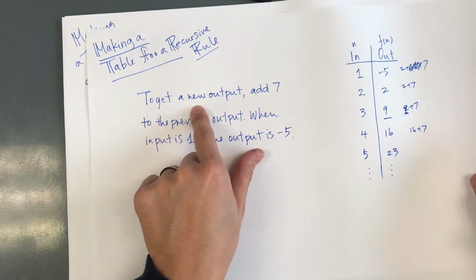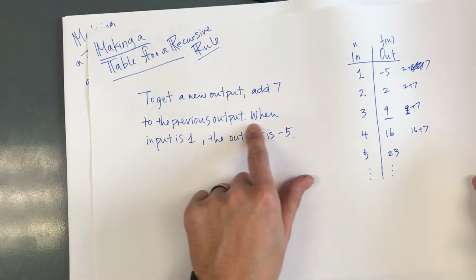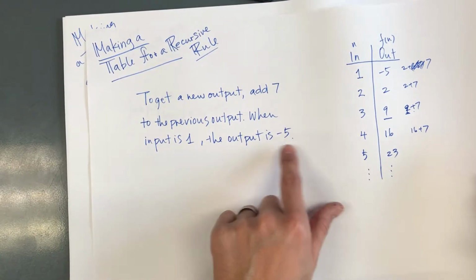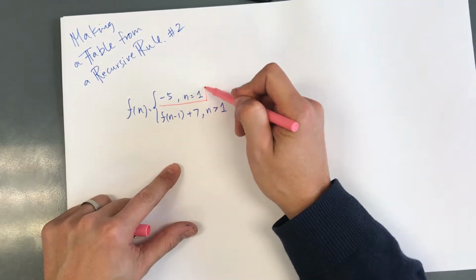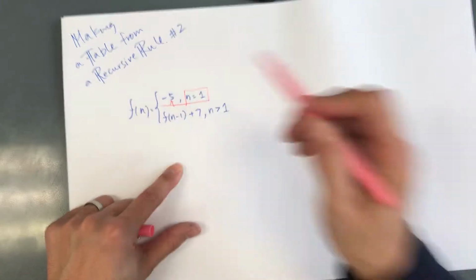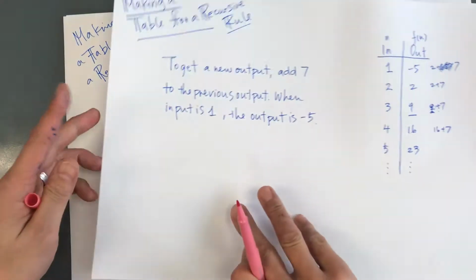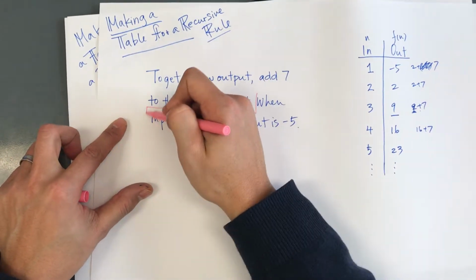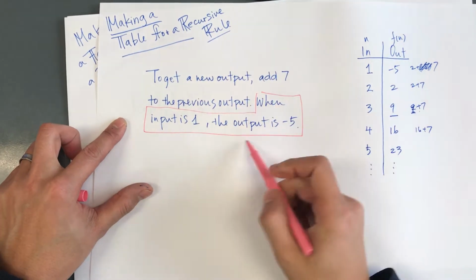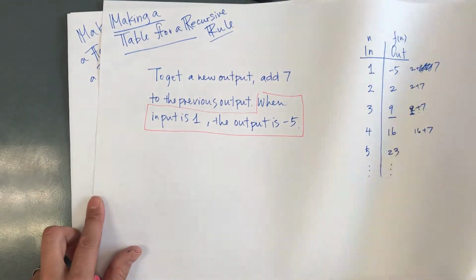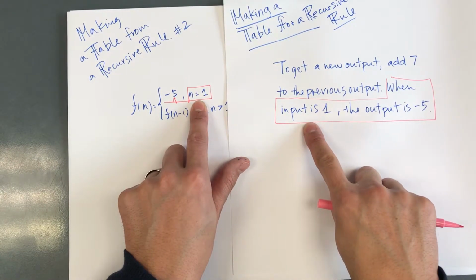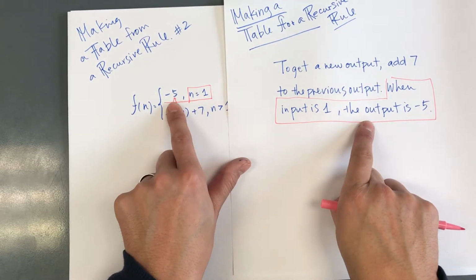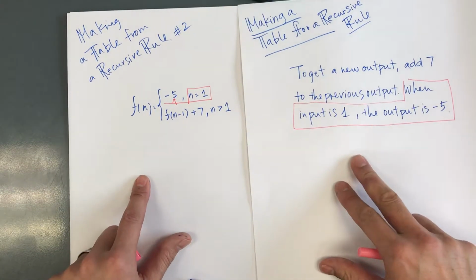So to get the new input, add 7 to the previous output. When input is 1, the output is -5. So how so? Well, you can probably see that right here. When n equals 1, then output is -5. That is this part, right? When input is 1, the output is -5. That's the part right there.